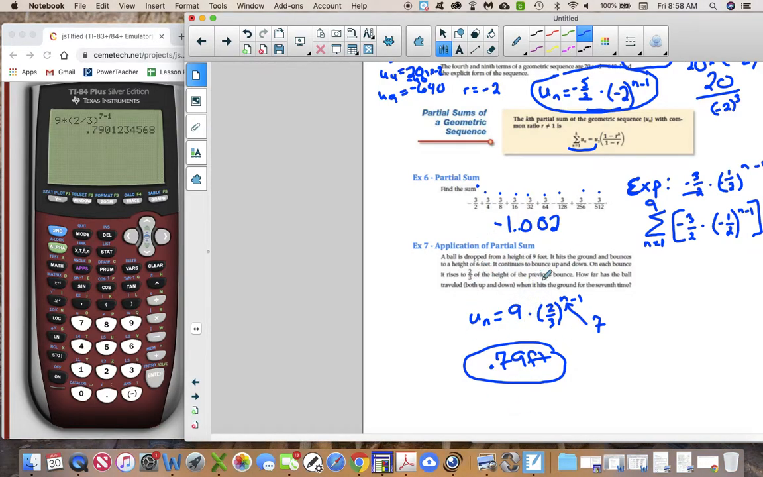According to this problem, this ball would continue bouncing forever and ever, getting lower and lower, but this doesn't take that quite into consideration yet. That's kind of a calculus level problem.